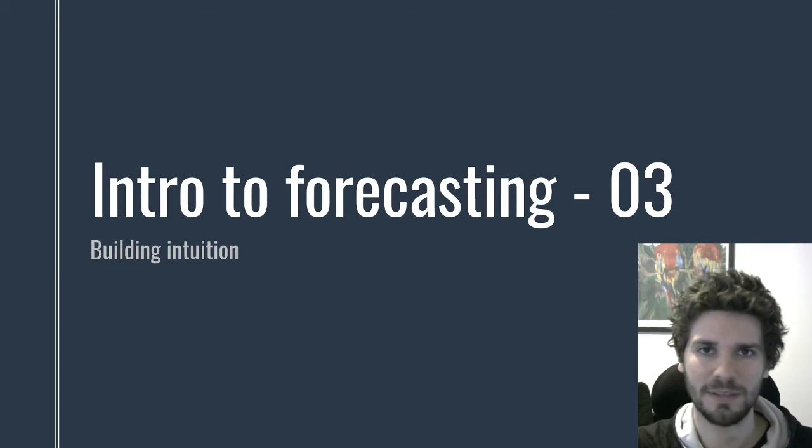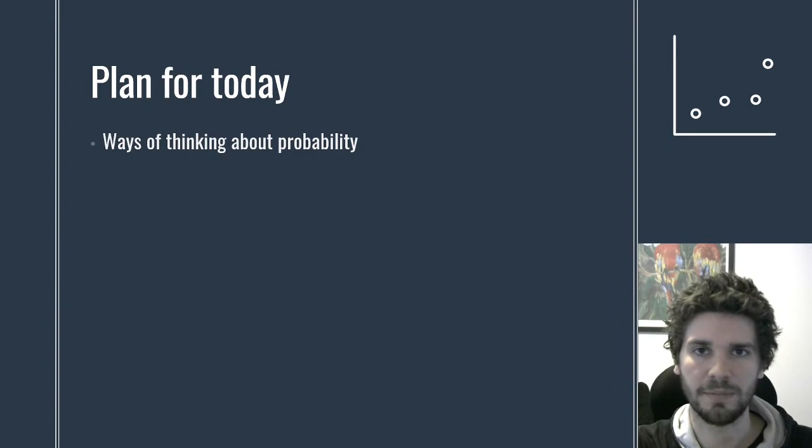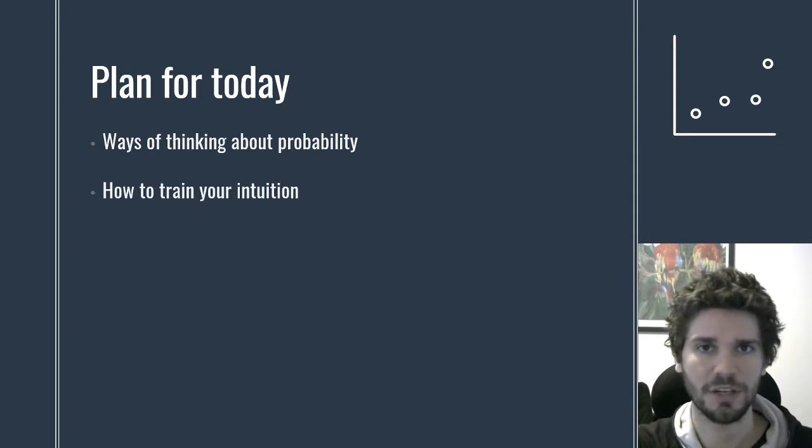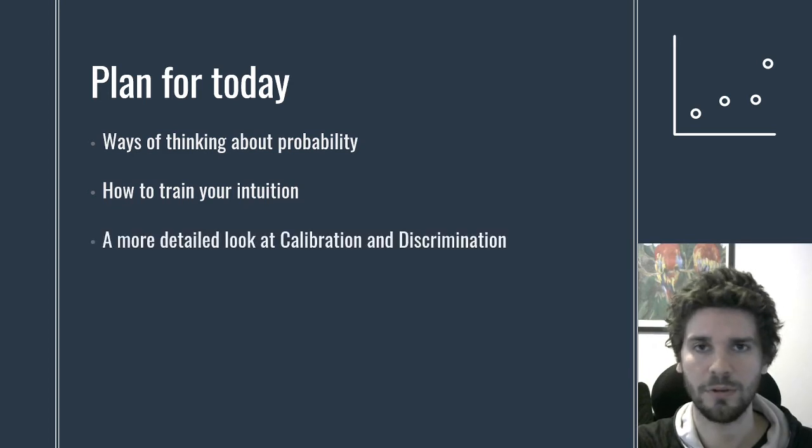Today I want to talk about building intuition. This video is going to be split into 3 parts. The first part is going to talk about different ways of thinking about probability so that you can experiment with some of them. I then want to look at actually just how to directly practice having a probabilistic intuition and how to train it. And then through the tool we're going to be using to do the practice, I want to talk a little bit more about what calibration and discrimination are.